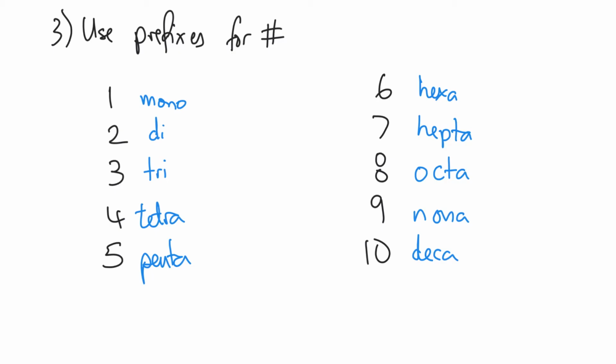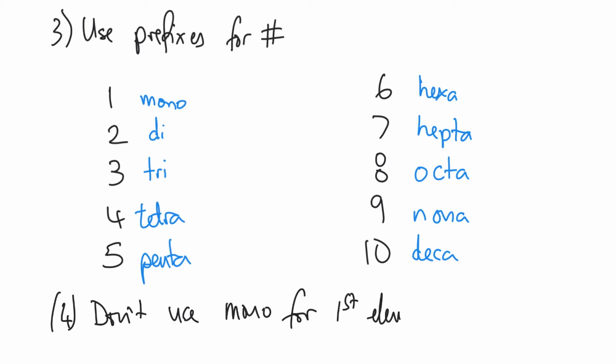There's one more rule, which actually, I really hate this rule, but anyway, it goes something like this. And the rule says, don't use mono for the first element. So we don't use the prefix mono for the first element. And we do for the second element. So if you've got one nitrogen in pole position, you don't write mono in. But if you've got one oxygen in the tail position, then you write mono in for that one.